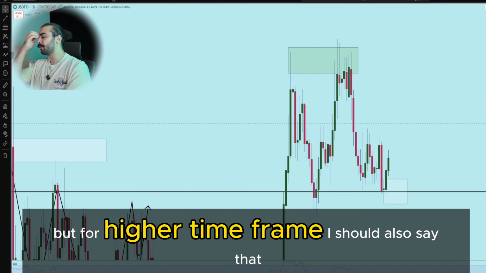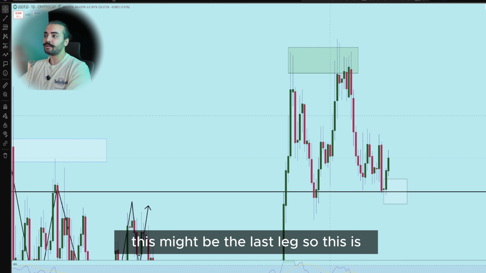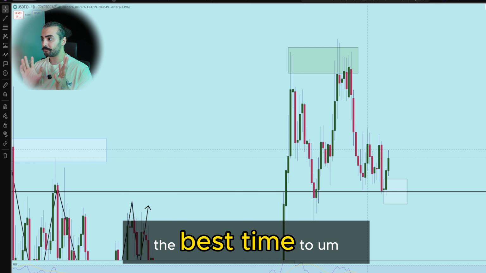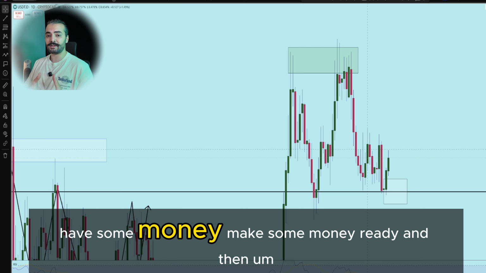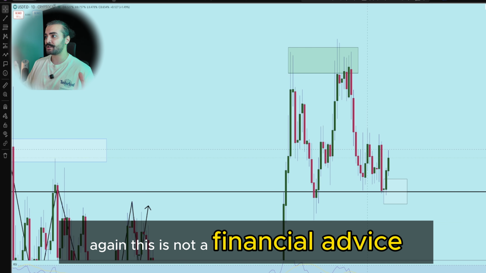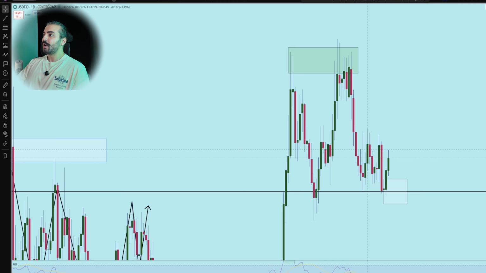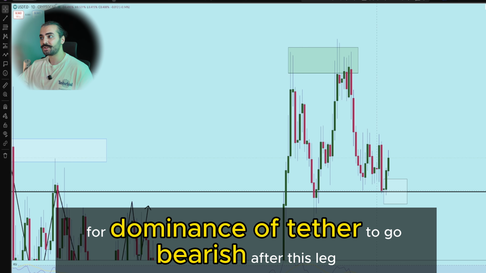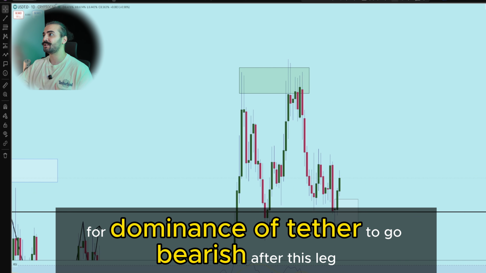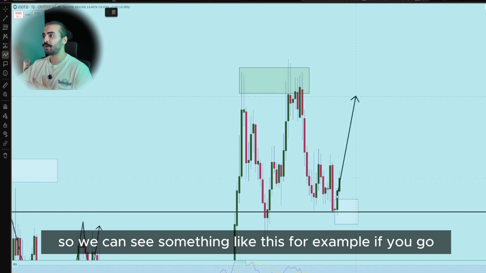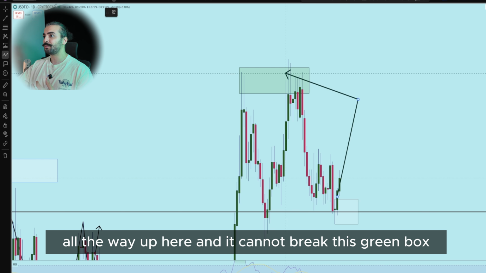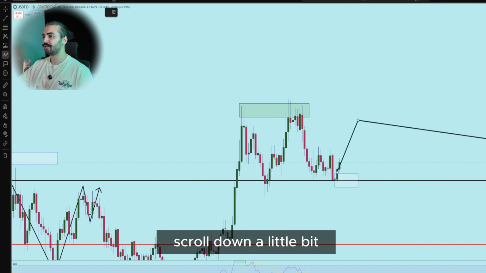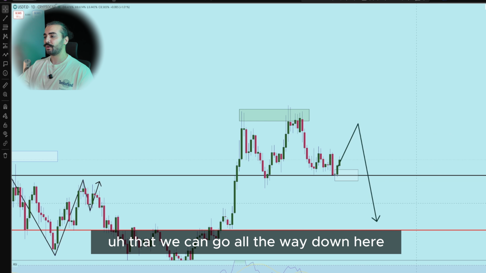But for higher time frame, I should also say that this might be the last leg. So this is the best time to have some money ready, and then again, this is not financial advice. We're just talking about the chart. But this can be a good potential place for dominance of Tether to go bearish after this leg. So we can see something like this. For example, if we go all the way up here and it cannot break this green box, then there's a good chance that, let me scroll down a little bit, we can go all the way down here.